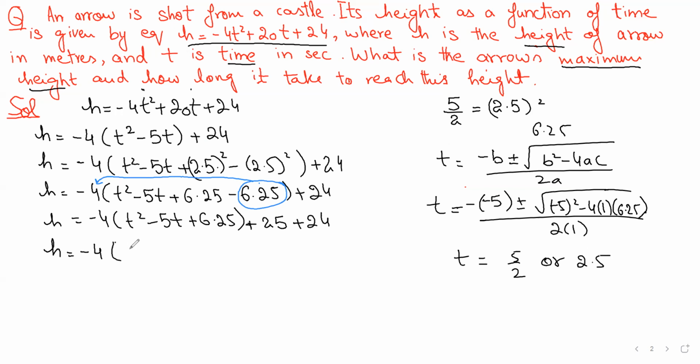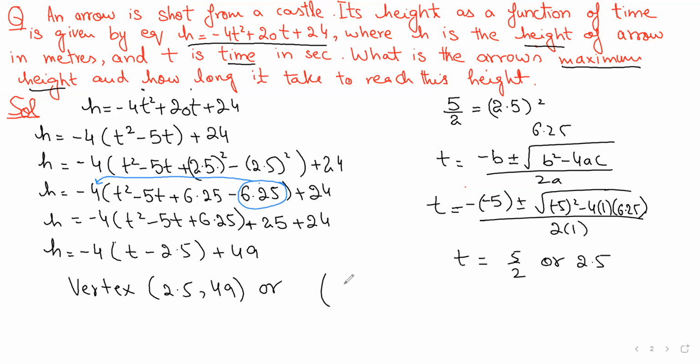So that means it will be t minus 2.5, and outside is 49. So my vertex will be 2.5 and 49, or you can say 5 by 2, my bad, 5 by 2 and 49. This is the highest point and the maximum height that the arrow reaches.